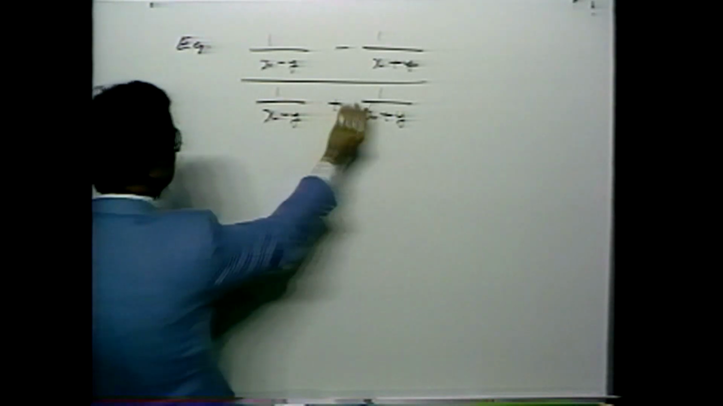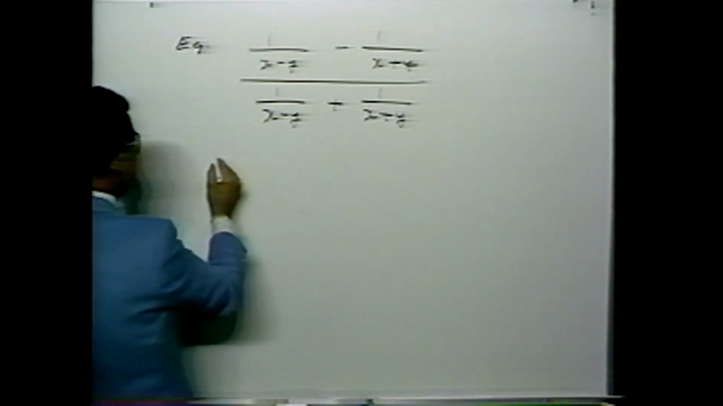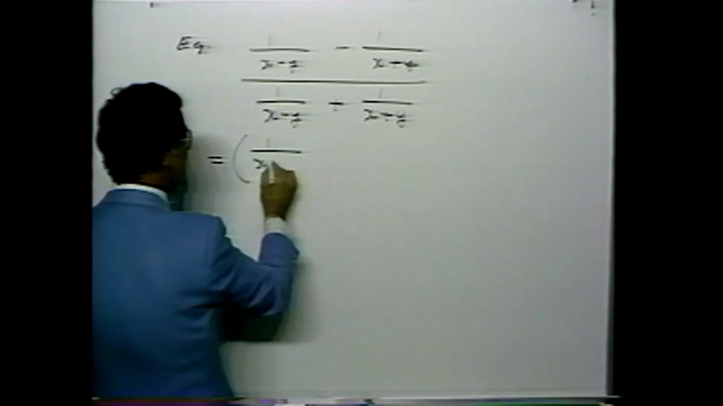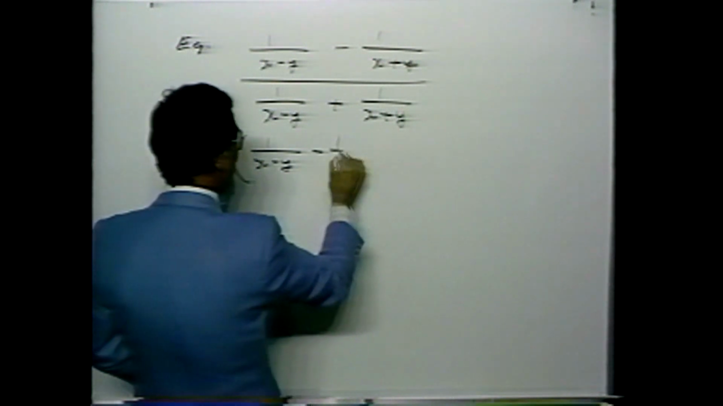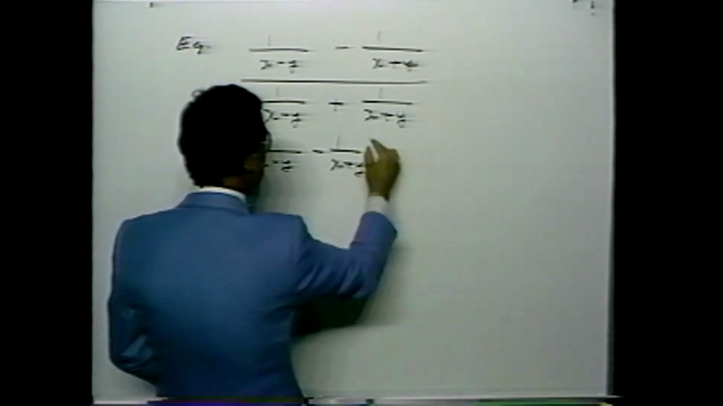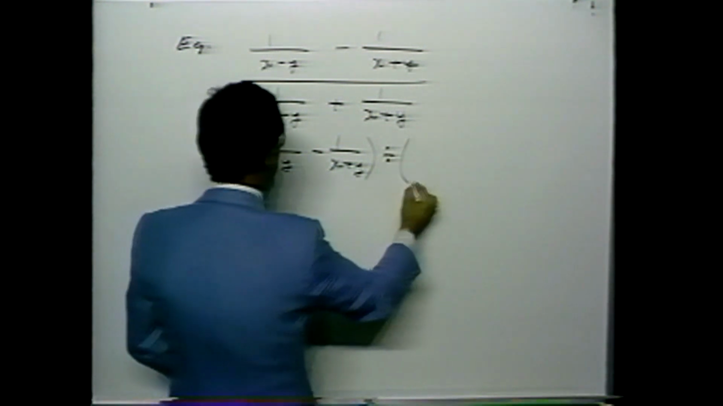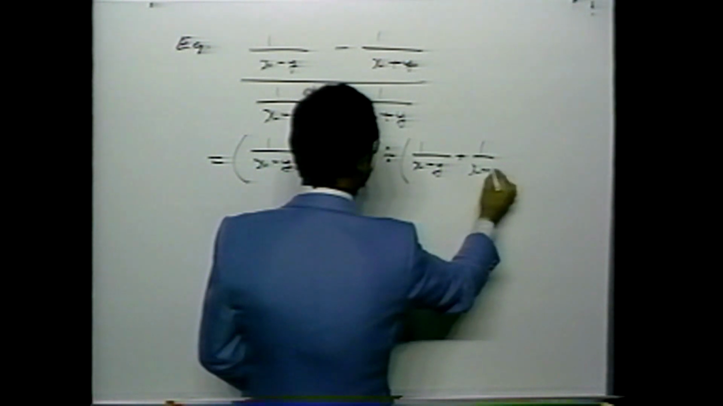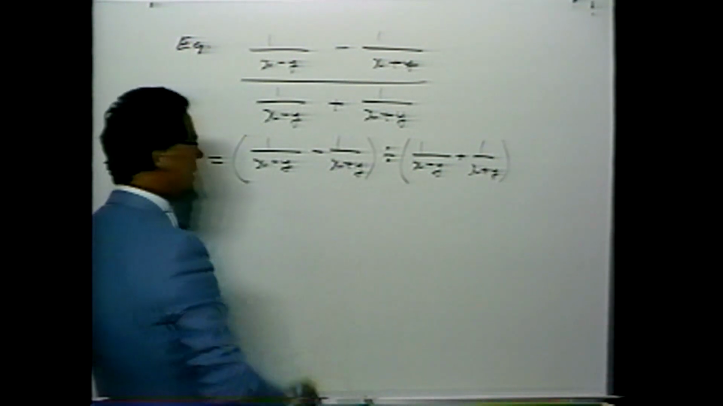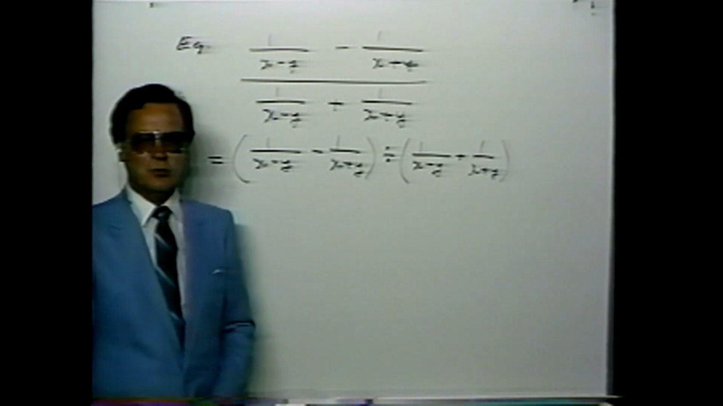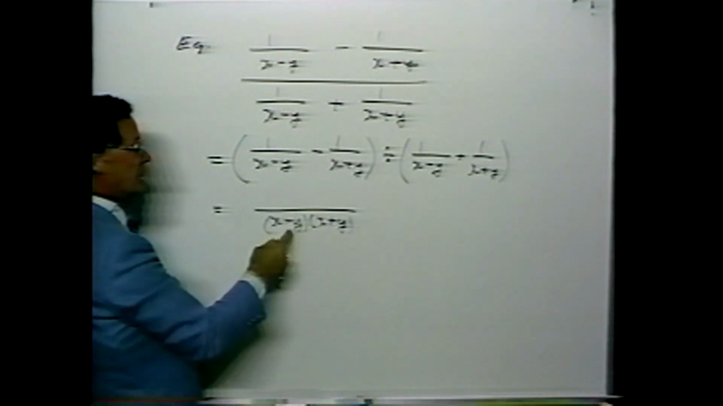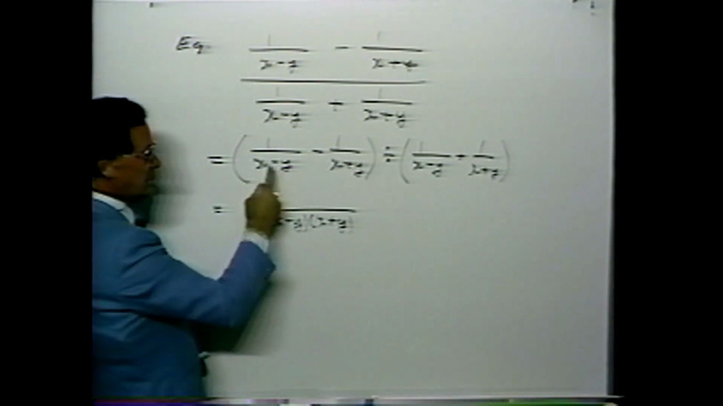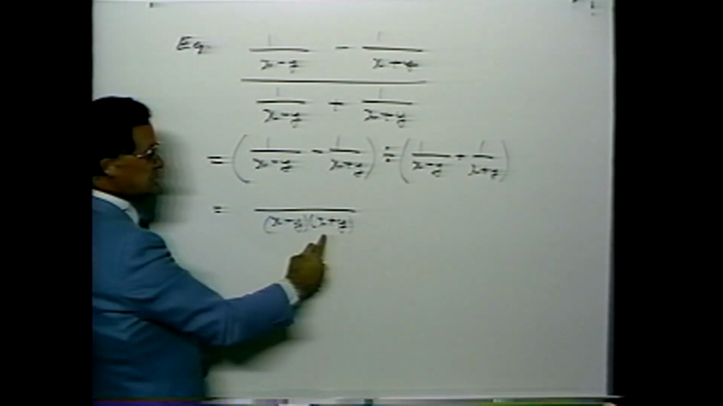The interpretation of this complex algebraic fraction is that we will want to take 1 over x minus y, minus 1 over x plus y, and divide this by 1 over x minus y plus 1 over x plus y. Now these are fractions which must be added or subtracted before continuing. Taking each fraction separately, take the denominator of the first fraction into the lowest common denominator.